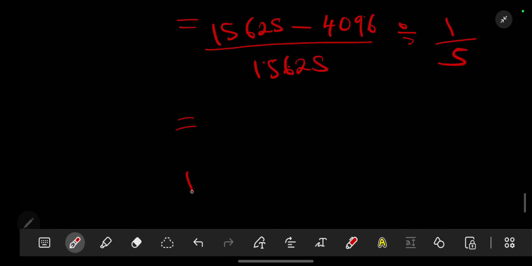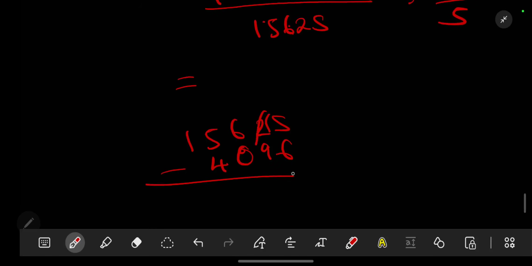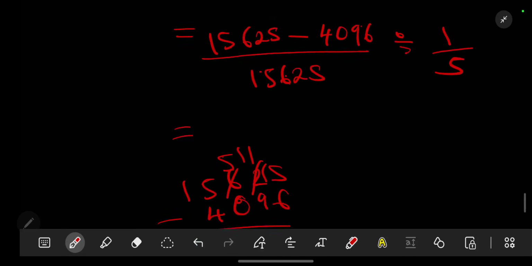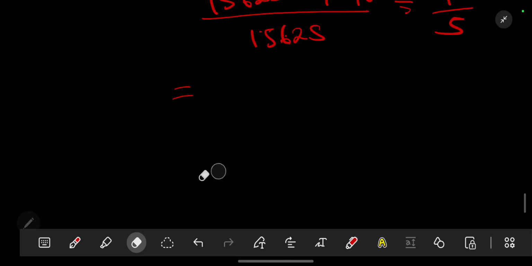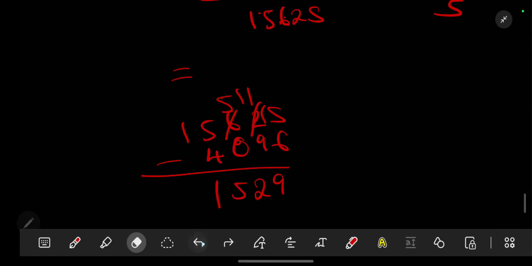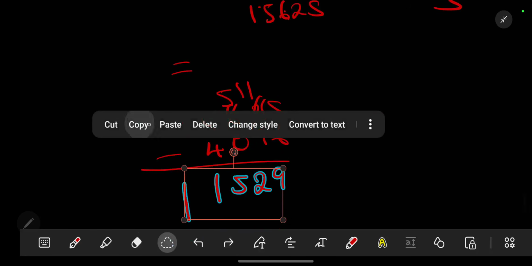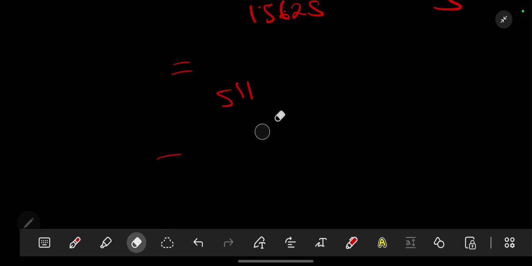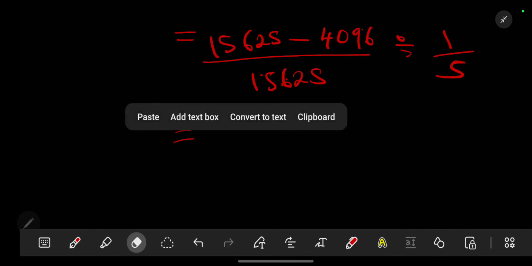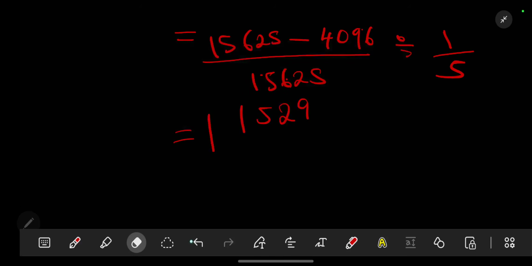So what are we going to have? 15,625 minus 4,096. This gives us 15 minus 6 will be 9. So 11 minus 9 is 2. 5 minus 0 is 5. 5 minus this is 1. So this is the value we have. So we are going to take it as our value, 11,529.